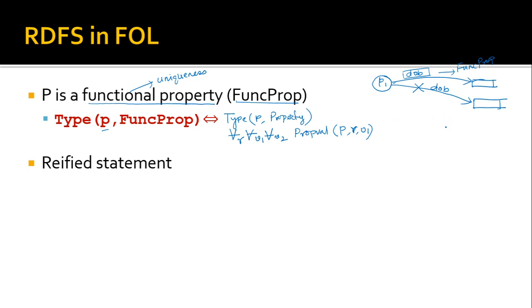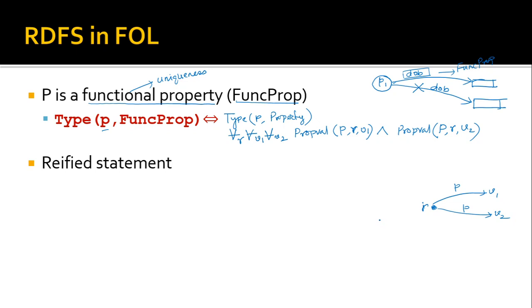So let me draw it. So you have, say, P R who has got a value for P is V1, right? And prop val P R V2. It has got another outgoing edge V2, right? And you know that that is not possible, right? That you should not allow.